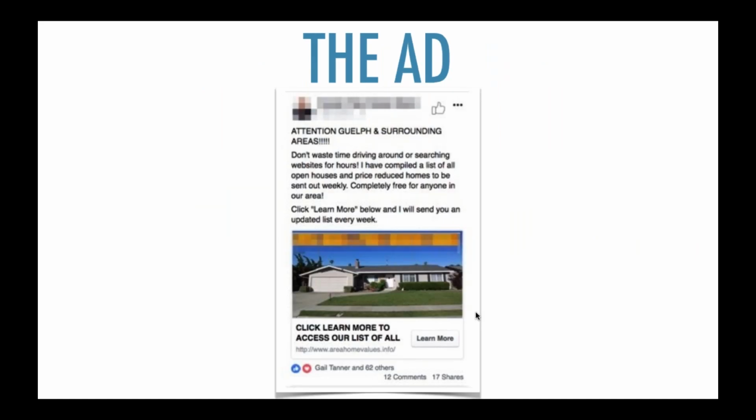So this is the ad that we're running, right from Facebook. It says, attention Guelph and surrounding areas. Don't waste time driving around or searching websites for hours.